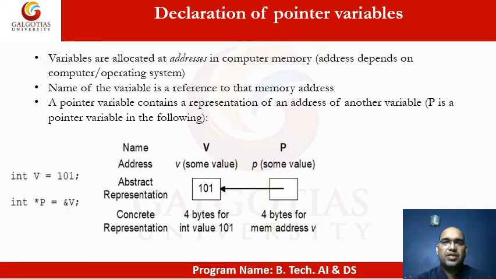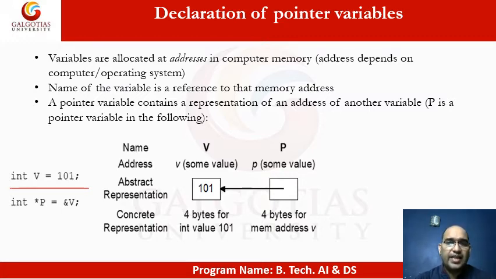Now coming to the declaration of pointer variable, that is how we should declare pointer variables, because before this you must have seen how to declare normal variables. Here we are going to learn how to declare a pointer variable. Variables are allocated at addresses in computer memory, and that depends on the computer or operating system. The name of a variable is a reference to that memory address. A pointer variable contains a representation of the address of another variable. In the following, p is a pointer variable. Now let's see on the left side. Here I am writing int v is equal to 101.